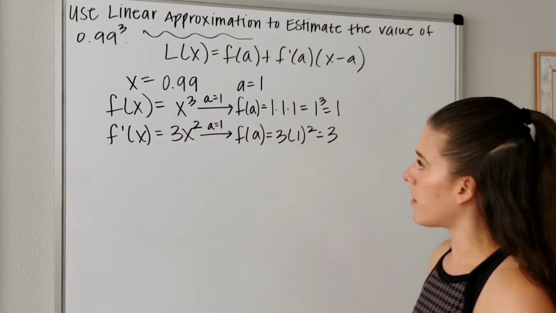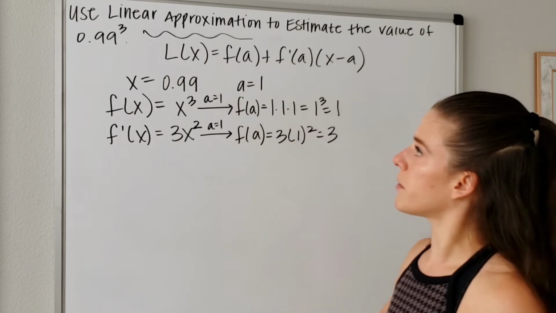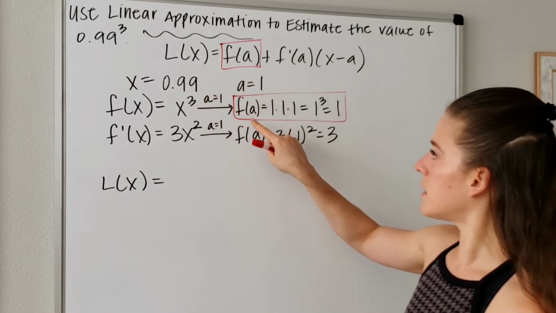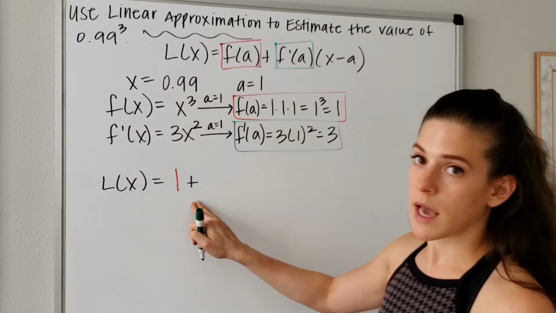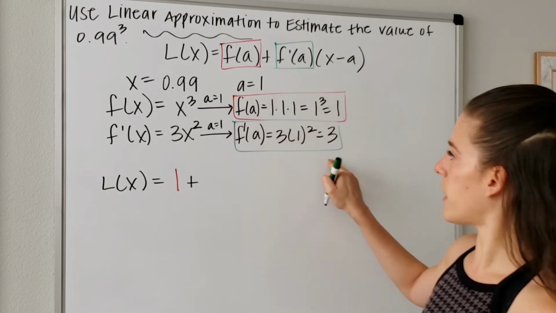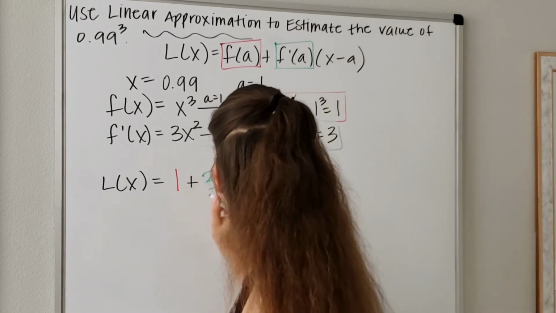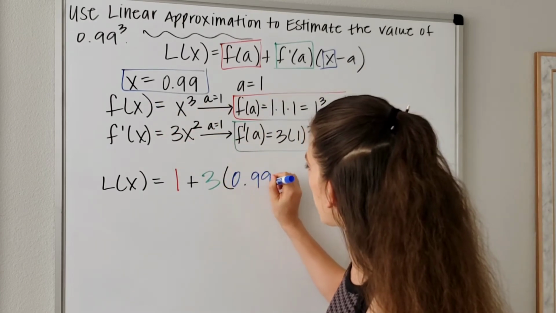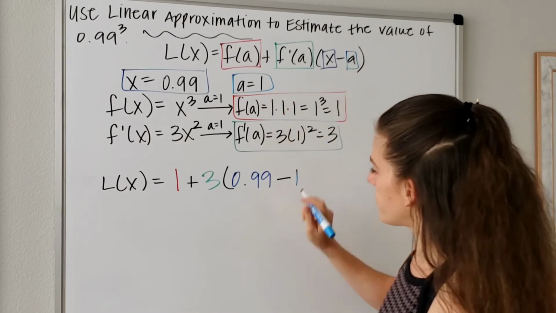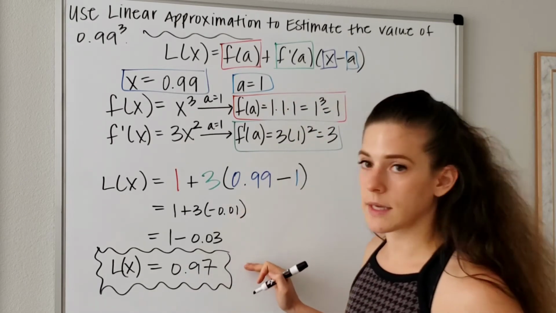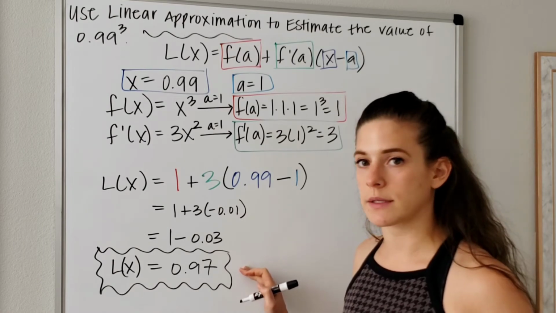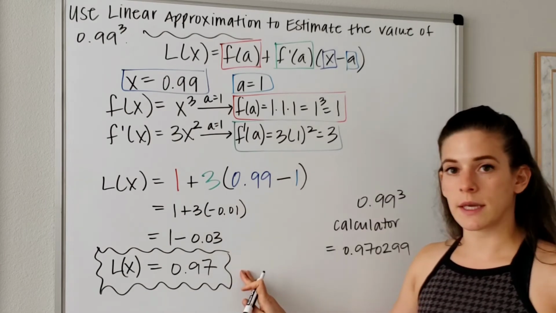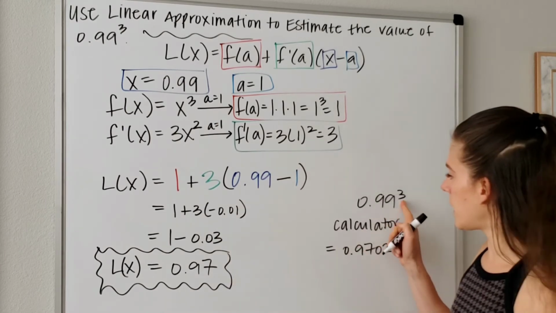All right, at this point we have all the elements we need to plug into our linear approximation formula and solve. First up, we figured out our f of a is equal to 1 plus our f prime of a, which we've calculated to be 3, times x minus a. We know our x is 0.99 minus our a, which we know is 1. When we work that arithmetic out, that leads us to L of x, or our linear approximation of 0.99 to the cube, as 0.97.